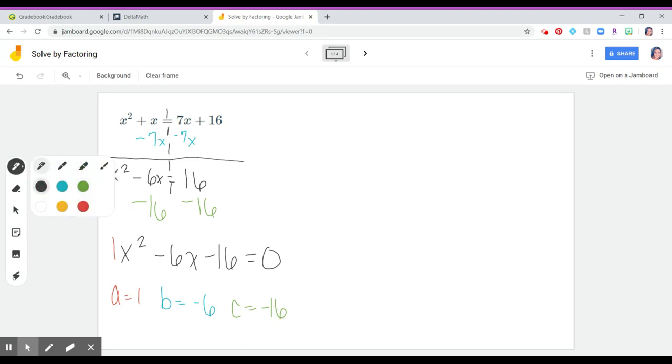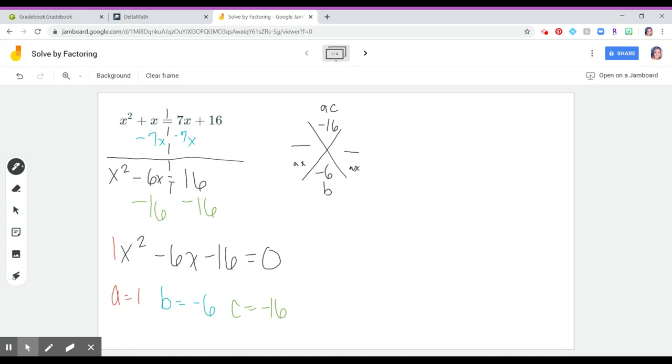And we've done a lot of practice with factoring. So what, again, we can do is draw our little x, and we're going to put our A times C at the top, B on the bottom, and then we're going to draw our little fraction. Ax goes here, and Ax goes here. So now A times C gives me negative 16, and I have negative 6.